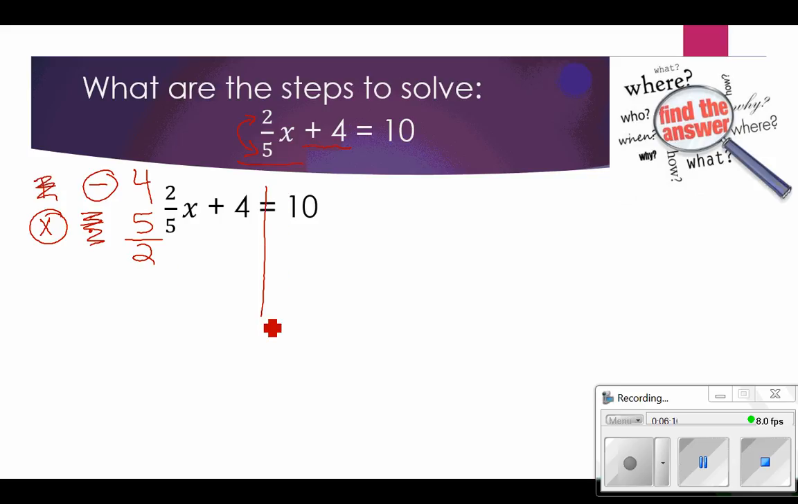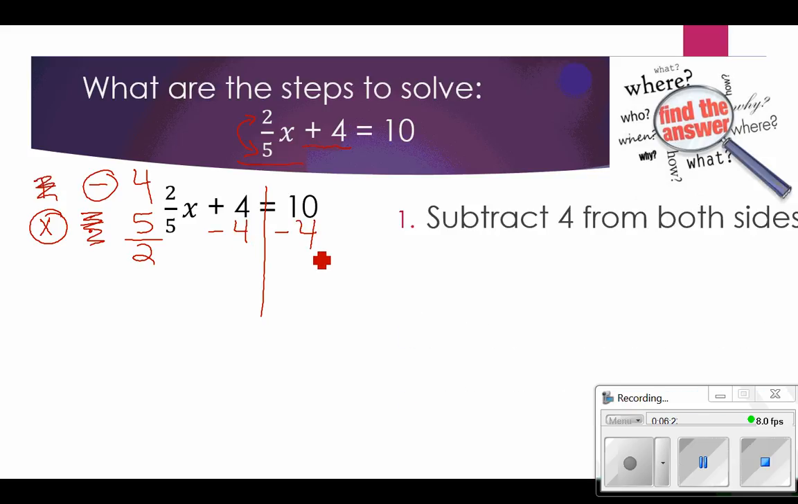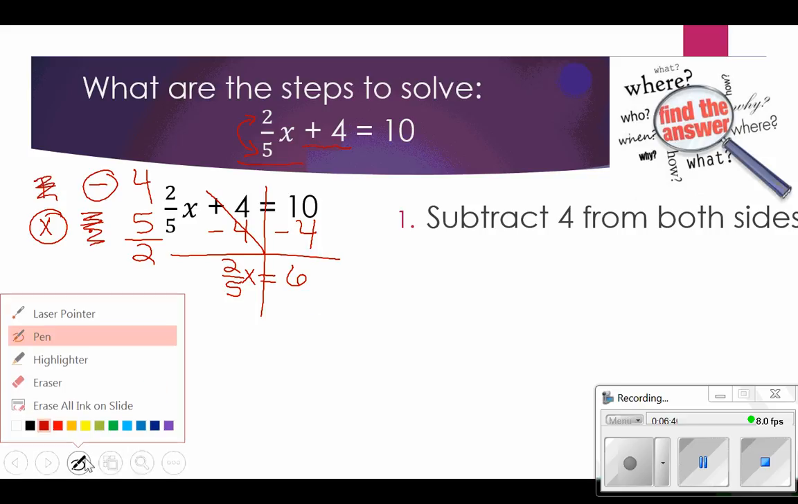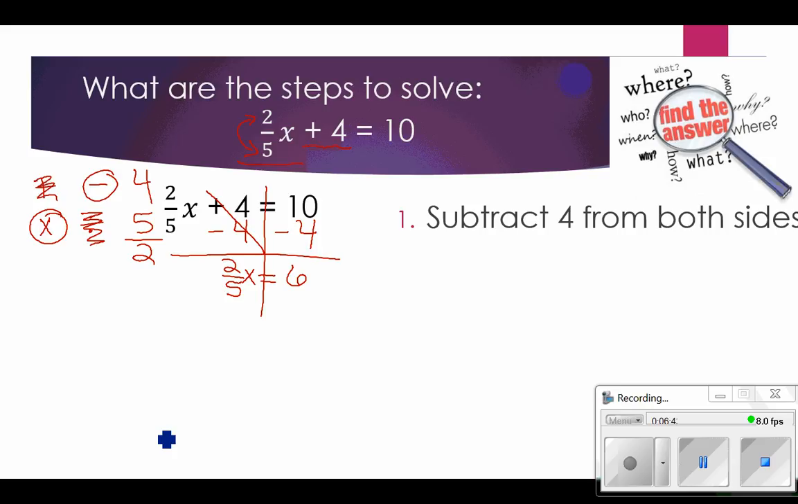And we're starting with the minus 4 on both sides. Minus 4, draw a line and cancel. 2/5 x equals 10 minus 4 is 6. I'm going to change colors to show my second step. We've done the first one, and now we're going to do the second step. We're going to multiply both sides by 5/2.